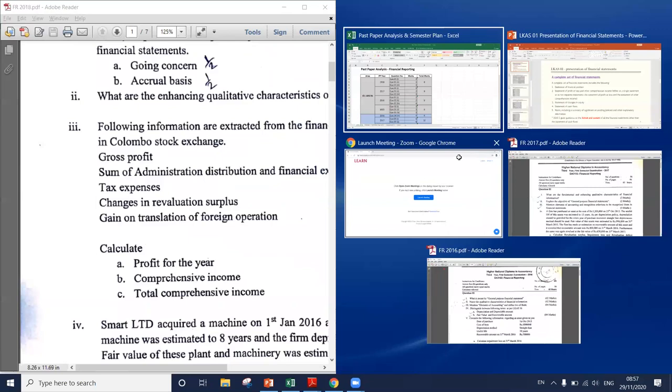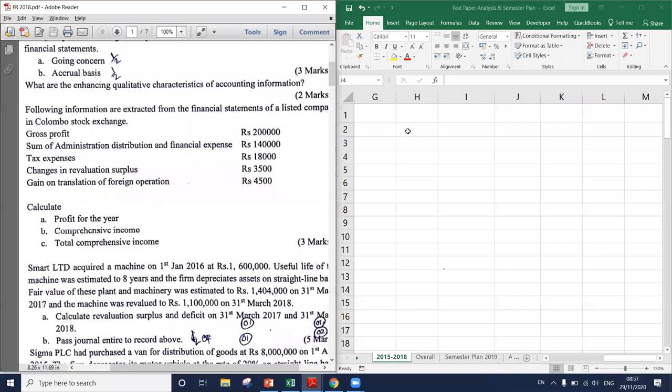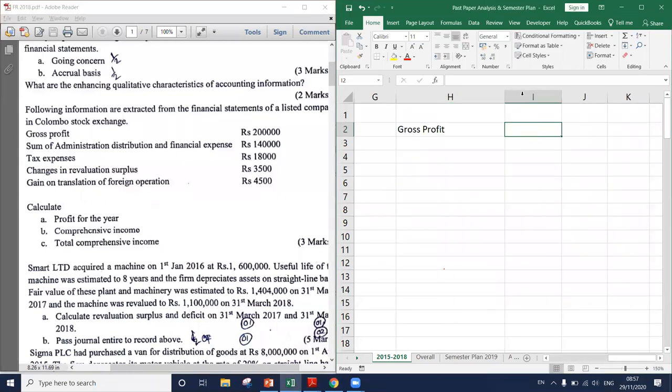Here, I will have it here. So we have gross profit amount of 200,000. This is the gross profit. From the gross profit, we know we need to deduct the expenses. Right, we need to deduct the expenses: administrative, distribution, and financial expenses.